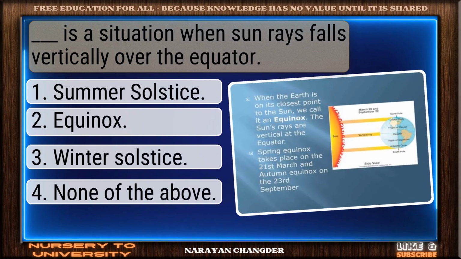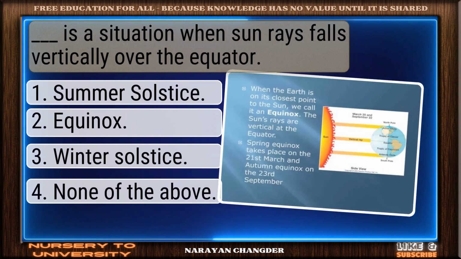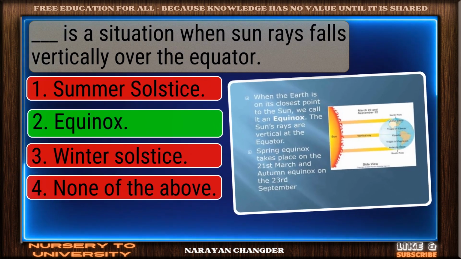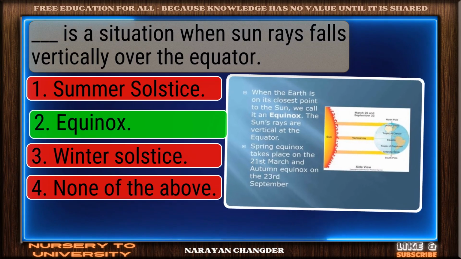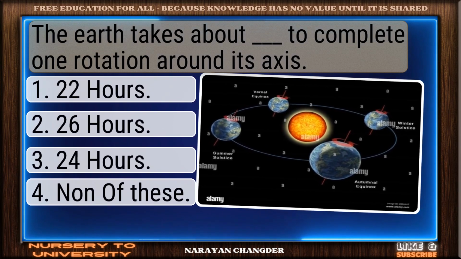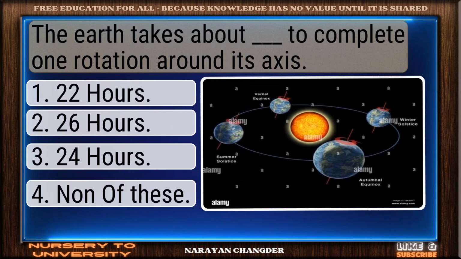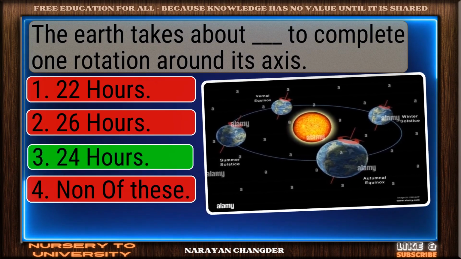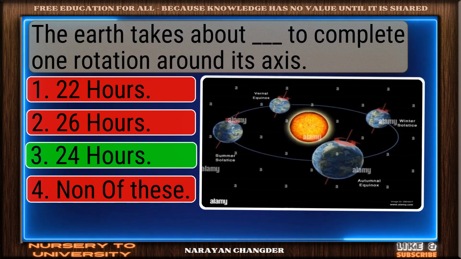___ is a situation when Sun rays fall vertically over the equator. You're right. Equinox is the correct answer. The Earth takes about a ___ to complete one rotation around its axis. Correct. 24 hours is the right answer.